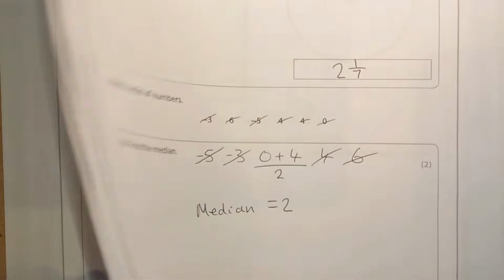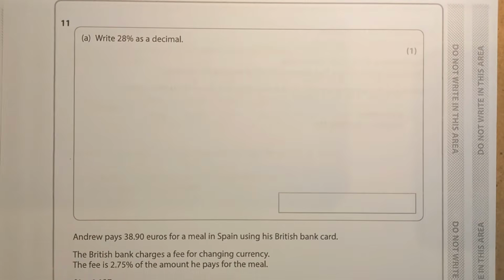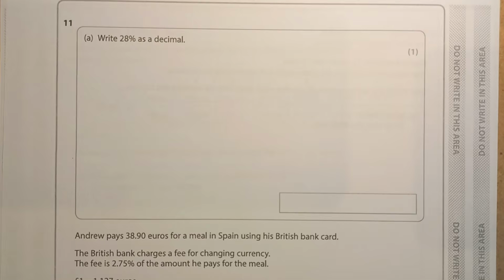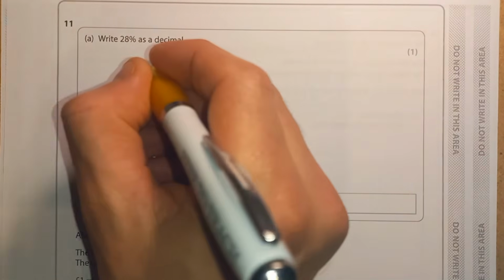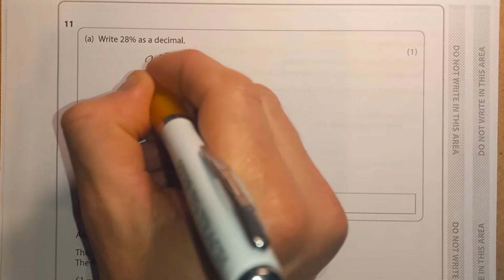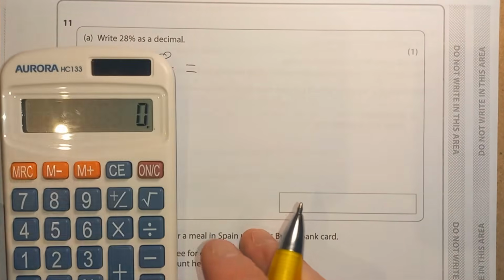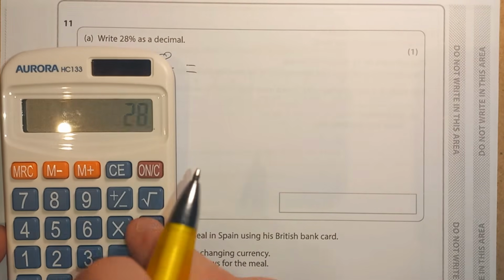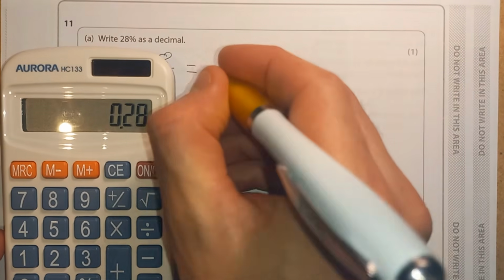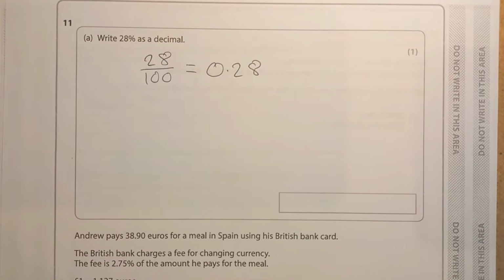Then we're on to question 11. So we've got write 28% as a decimal. Well, 28% is just 28 out of 100, or 28 divided by 100. We've got our calculator to help us. If you're able to do this, that's great. If not, it's nice and easy with a calculator. 0.28.